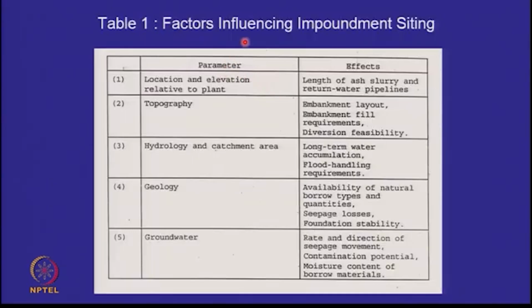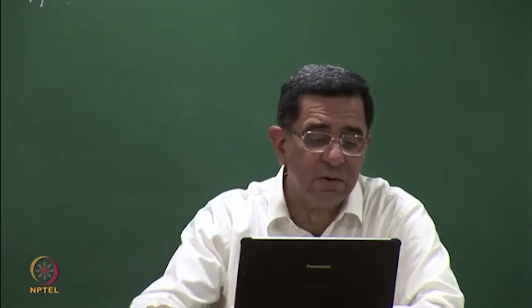And the factors which are of importance as far as the siting and the layout are concerned: the tailings are coming from a processing area, or the ash is coming from a thermal power station. So how far are you from the thermal power station, or how far are you from your processing plant? And what is your elevation? That means how much do you have to pump up the slurry or pump down the slurry? What is the topography, as I just talked about it? What is the hydrology and catchment area? How much water is going to come into the pond from outside areas? We'll look at that briefly.